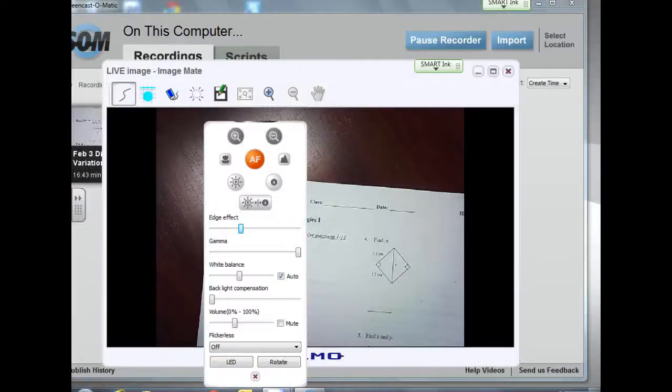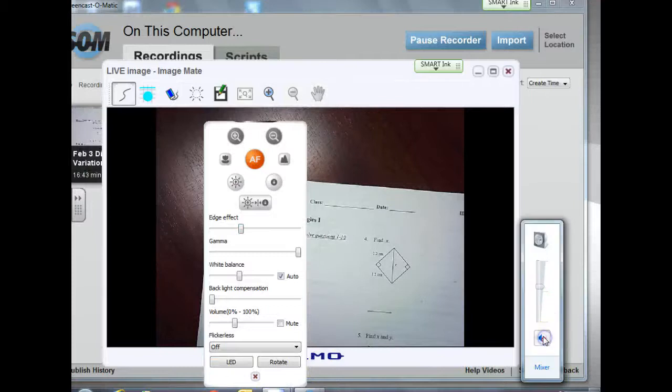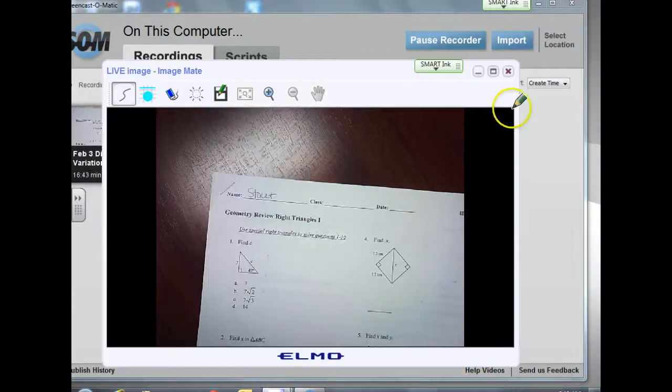Let me turn off the sound. There we go. So we don't have an echo.